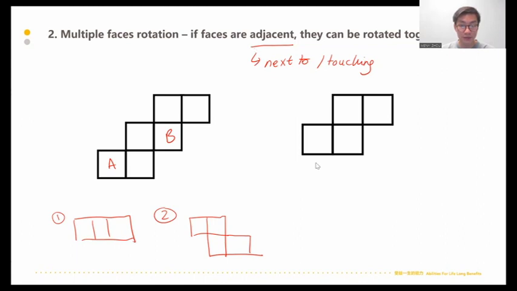A and B are opposite. Yes, good. So I'll just write here, these are opposite faces.